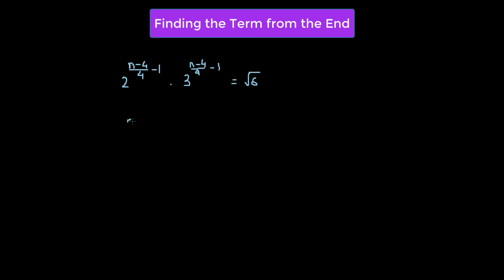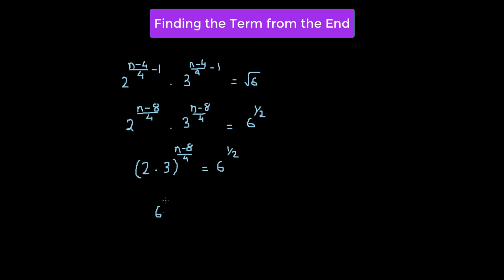So further going ahead, we'll have 2 raised to the power of (n-8)/4 times 3 raised to the power of (n-8)/4, which will be equal to 6 raised to the power of half. This is square root of 6. Now we can combine the base since the exponents are equal, so we'll have simply (2 times 3) raised to the power of (n-8)/4, which is equal to 6 raised to the power of half.